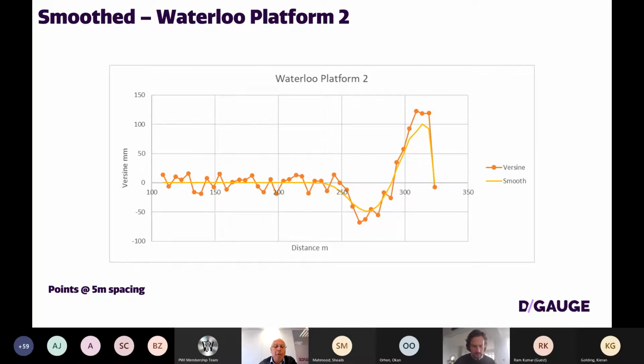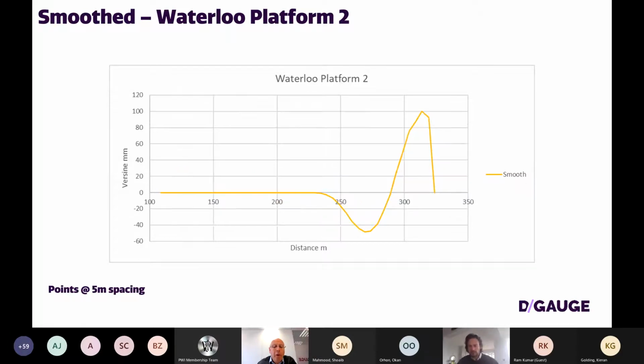So the net result is if we take our rough profile and filter it, we end up with a smooth profile that actually is far more indicative of the curvature in the track than taking two measurements, one 10 meters ahead and one 10 meters behind.